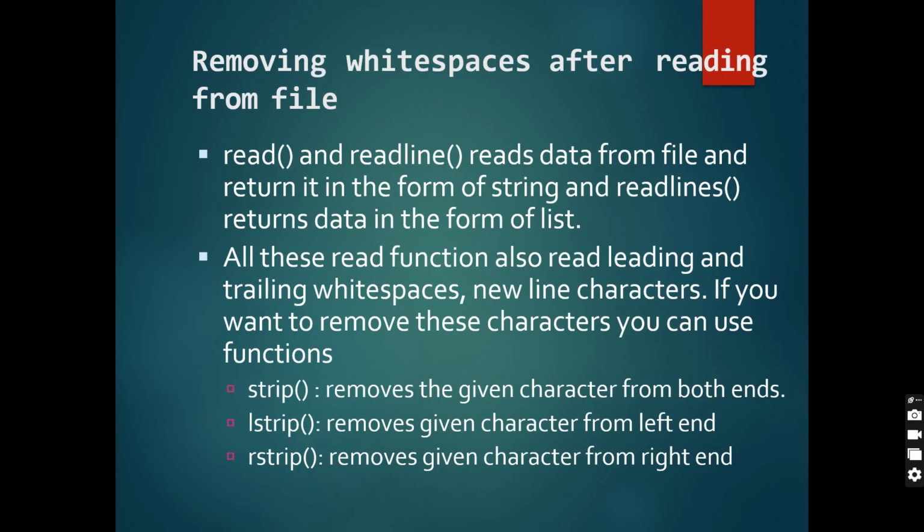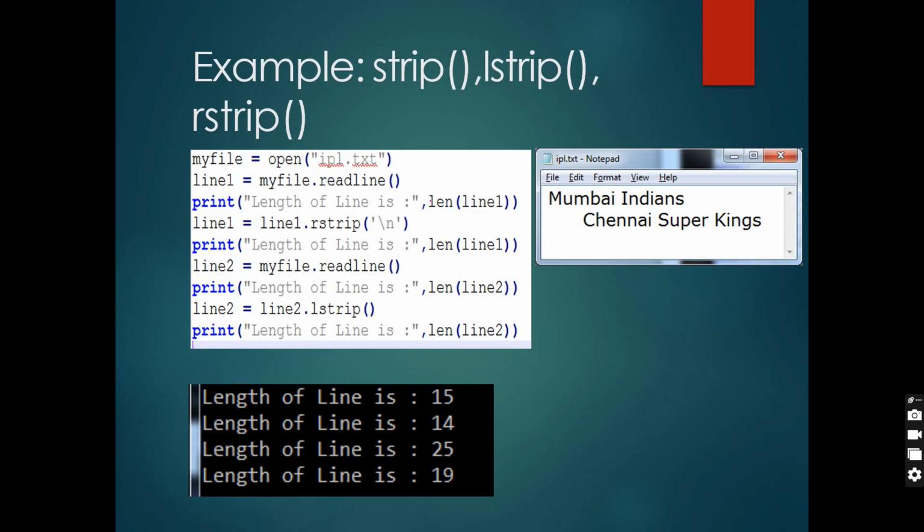Removing the white space after reading and writing. If you want to remove white space, you can make use of the strip function, or go for lstrip or rstrip, which remove the given characters from both ends, from the left end, or from the right end. Here we open this file and take the length of the line, which we display as 15. When you use rstrip, we remove the backslash at the end of the line, which identifies the end of the line. So it goes to 14.